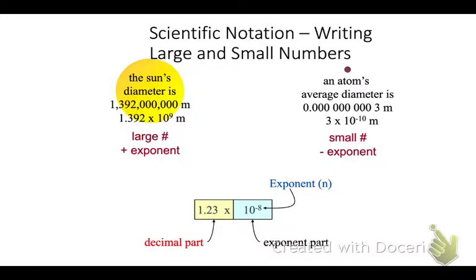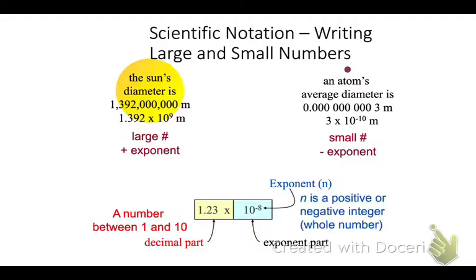So to write things in scientific notation, here are the parts. We have what we call the 1.23, which is the coefficient, and the coefficient is a number between 1 and 10. Then we have the exponent part, which is an integer and it can be either positive or negative, and it's always a whole number.